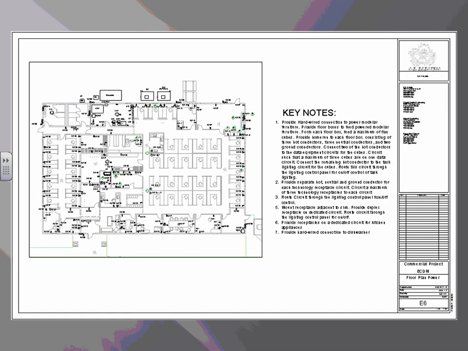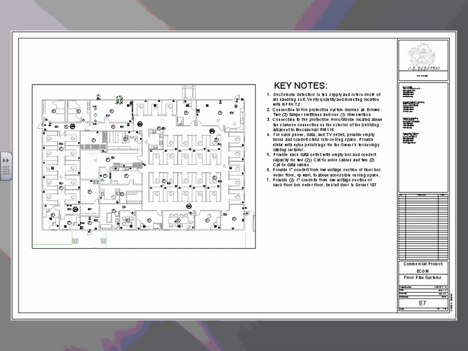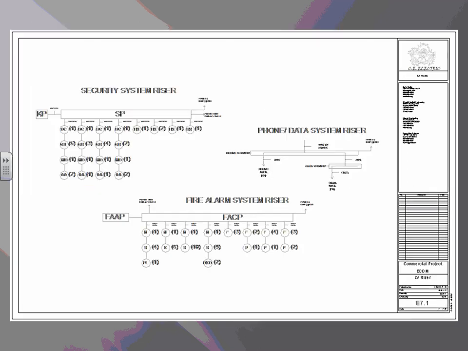This is E6. This is our power diagram showing receptacles, mechanical equipment, etc. This is the low voltage systems drafting sheet. It has the fire alarm system, the security system, and the phone data. E7.1 is a breakdown of our low voltage risers, security, fire, and phone.